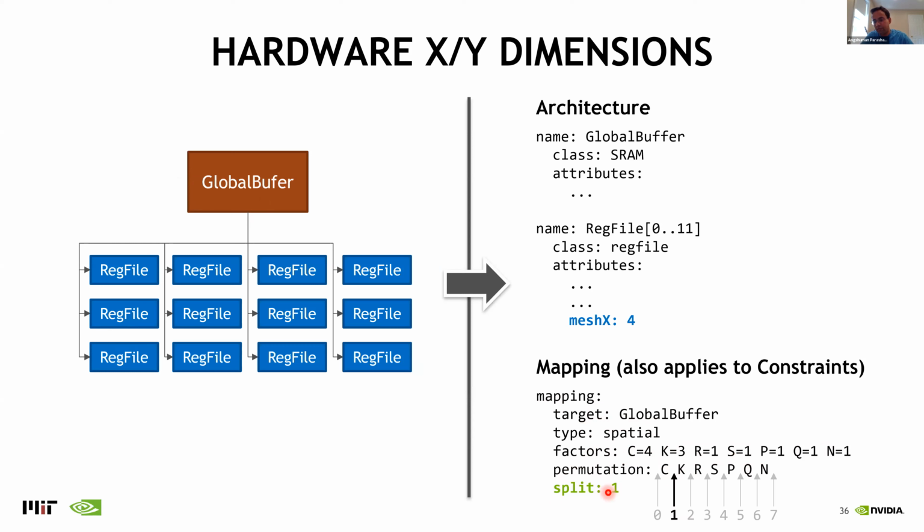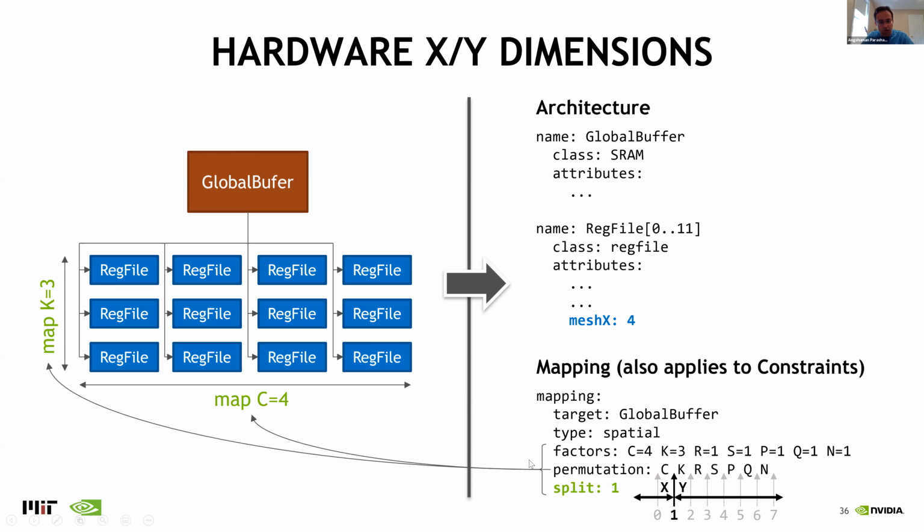Over here in this example, I've said split equals 1, which is talking about this position, the 1th position in this permutation. What that means is everything below that is going to map onto X, and everything above that is going to map onto the Y dimension. Whether this is a good idea or not, if you're writing a mapping by hand, you get to decide. But if you leave it to the mapper, it will expose all possible splits as well, and it'll try to come up with an X versus Y mapping that is optimal.